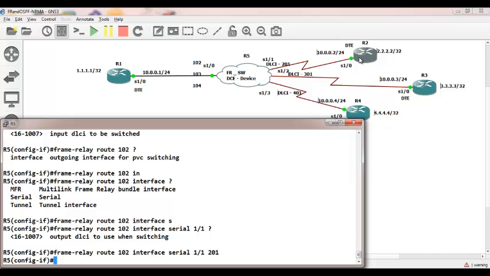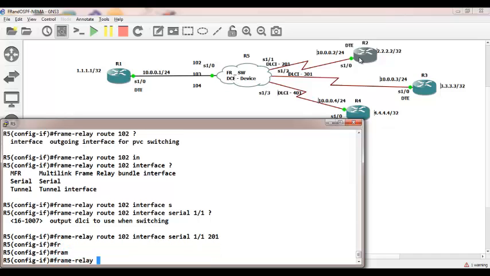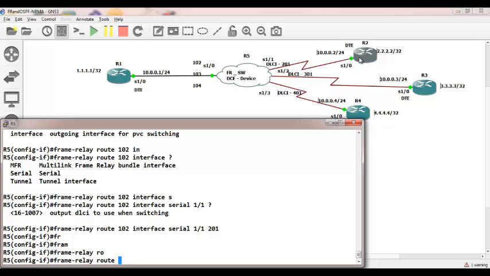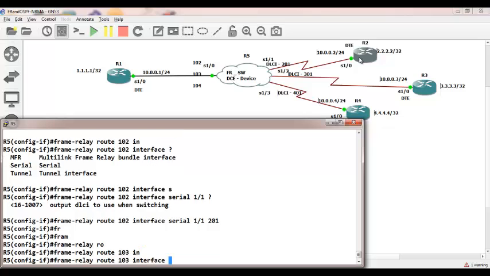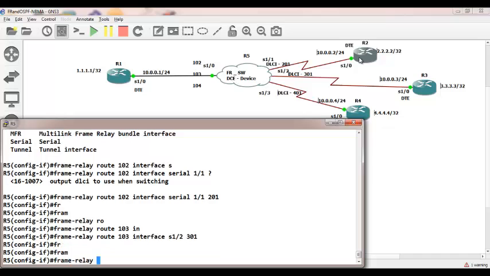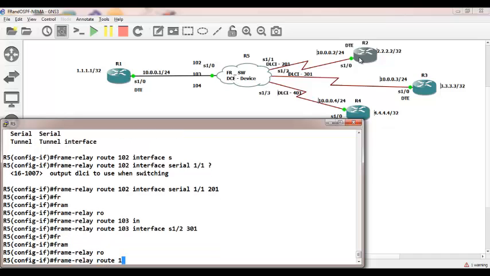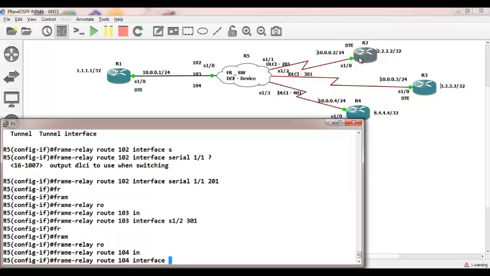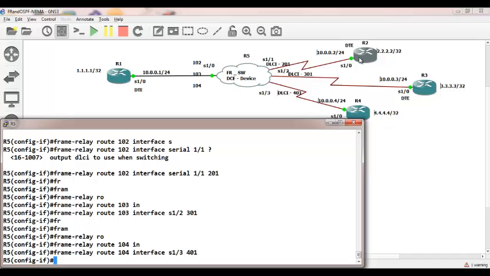Likewise, frame relay route 103. The exit interface of this is serial 1/2. What is the DLC? 301. Next, frame relay route 104. Exit interface is serial 1/3. 401. Finished.